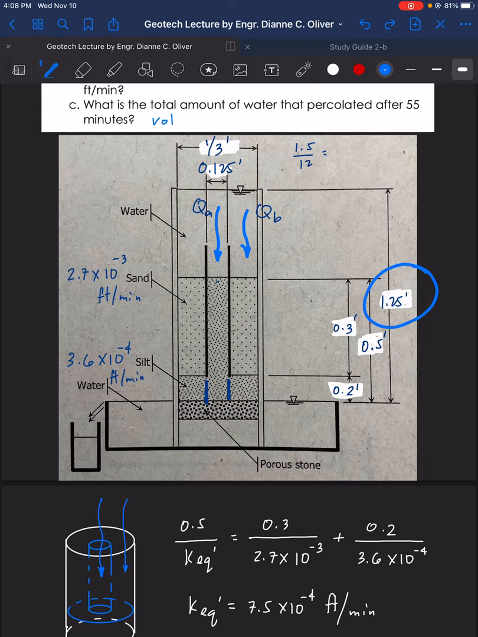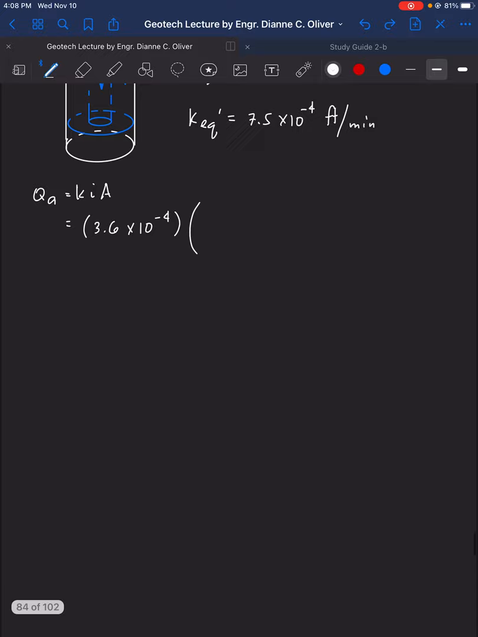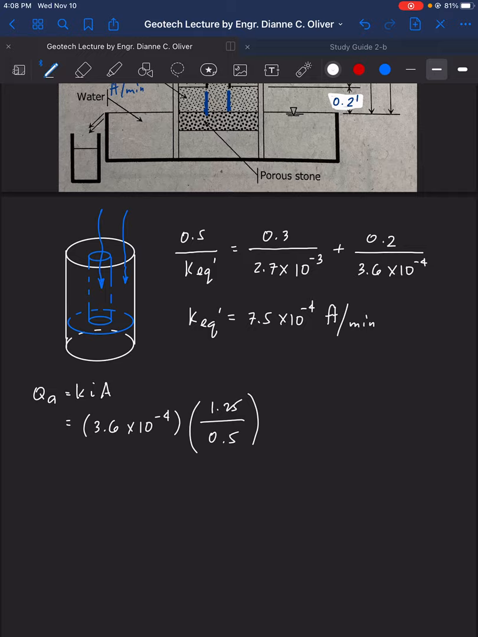Okay? So 1.25 is the difference of the water level, whereas the length of travel of the water through the soil is 0.5. So that's the hydraulic gradient, 1.25 all over 0.5. Then the area. The cross-sectional area here is circular. So the area we're going to use is the area of the circle, pi over 4, and the diameter of the inside is 0.125 squared. So Q sub A now is equal to 1.104 times 10 raised to negative 5 cubic foot per minute.